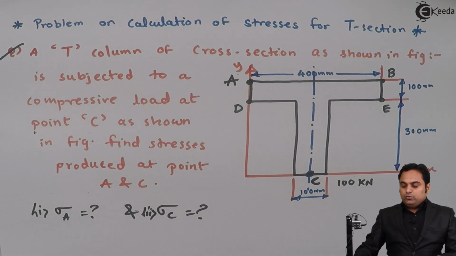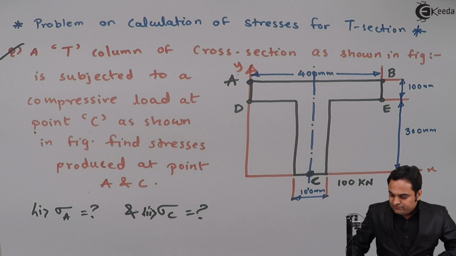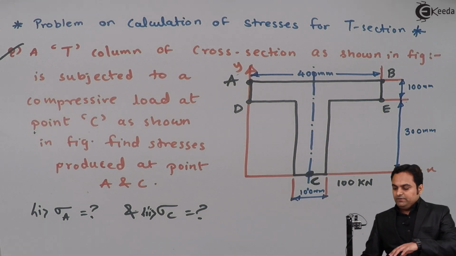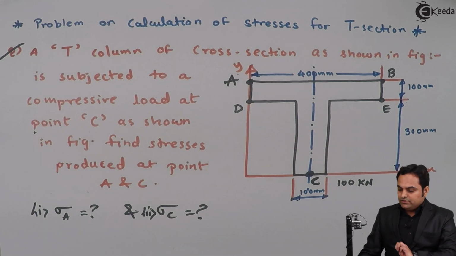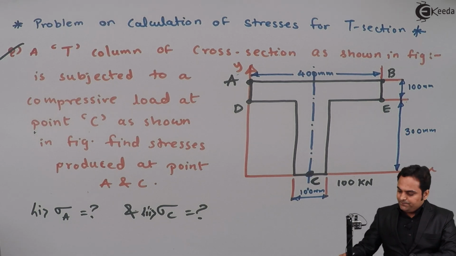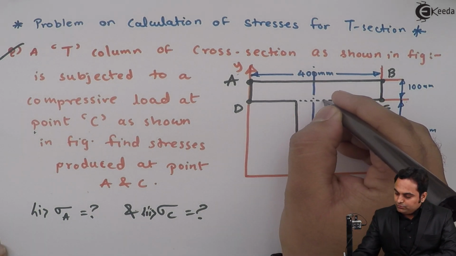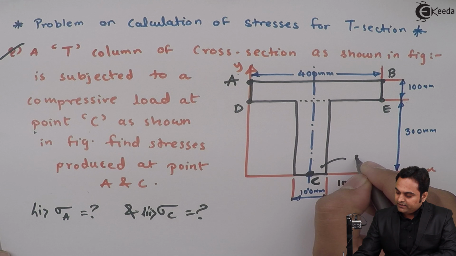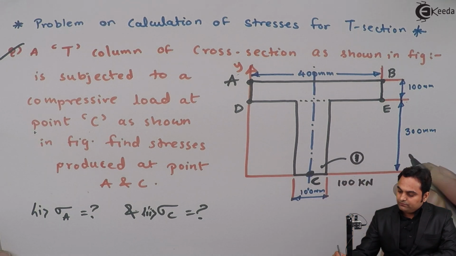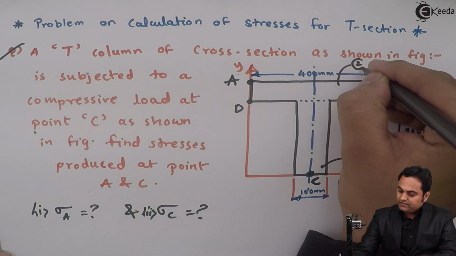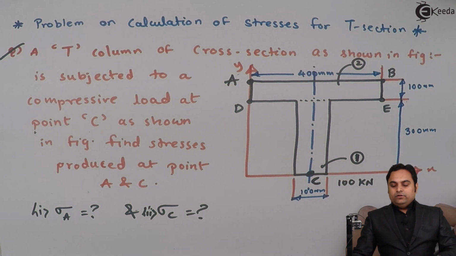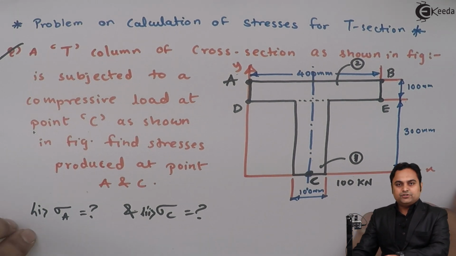So these two questions are there which we have to solve, and for that purpose what we will do is, for the T section which is given, simply divide this into two rectangles. This would be rectangle 1 and here we have rectangle 2. Now starting the solution for this problem.